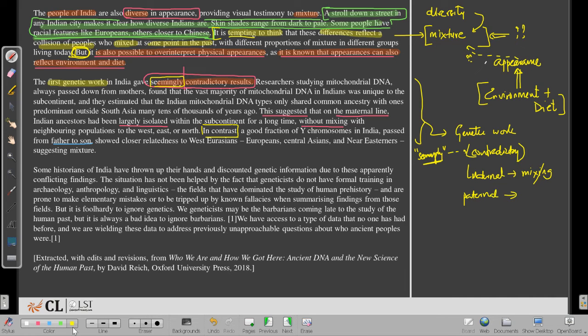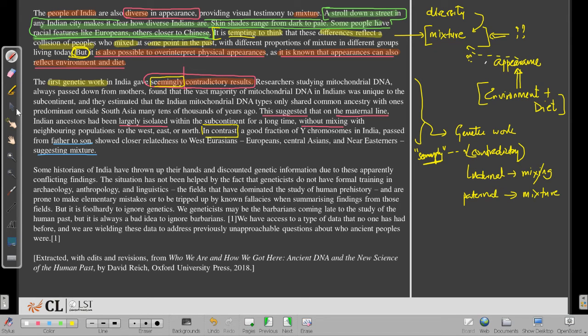Paternal, from father to son, showed relatedness to West Eurasians, Europeans, Central Asians, and Near Easterners, suggesting mixture. So this talks about mixture. When I read the second paragraph, the takeaway is that there is a seeming contradiction. What is the contradiction? Maternal line, there is no mixing. Paternal line, there is mixing. Okay, so where is the author going with it?